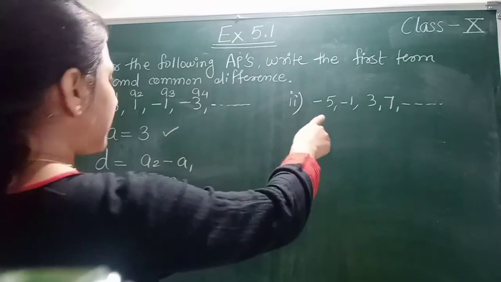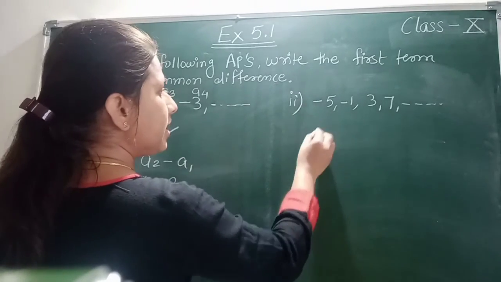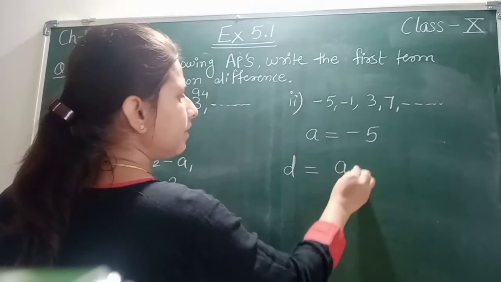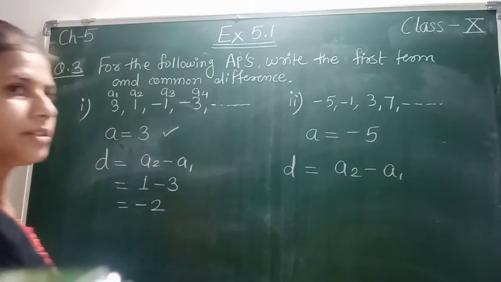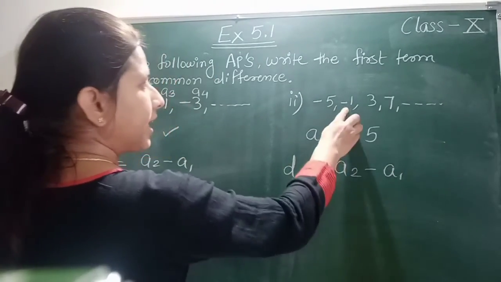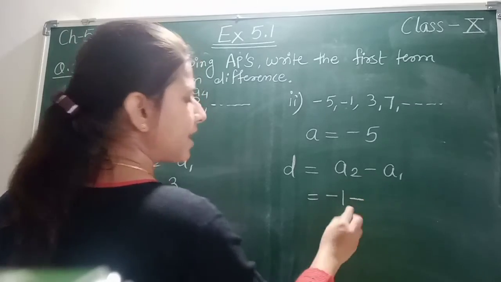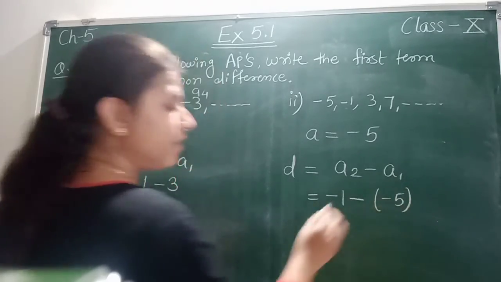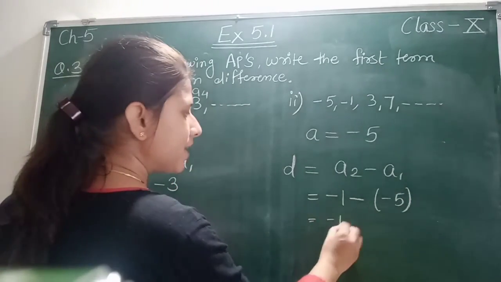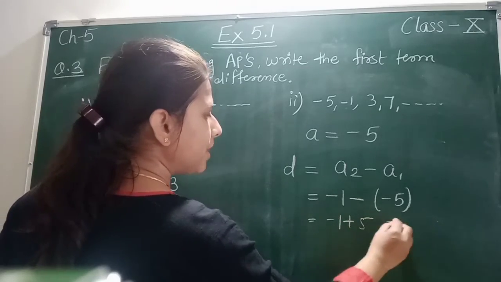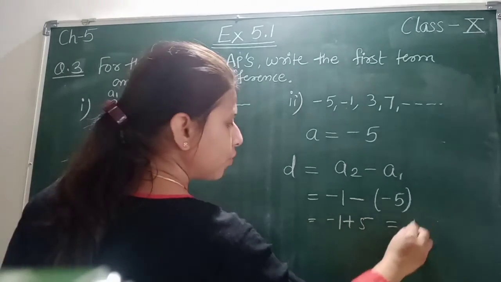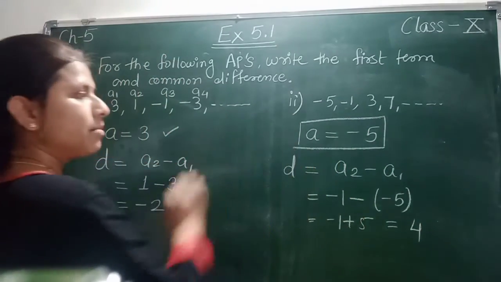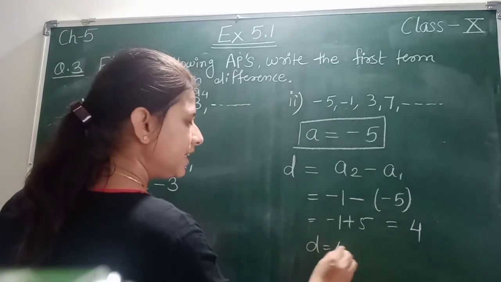Let's solve this second part also. Here you can see the first term is minus 5. Now we will find d. For d, we will subtract the first term from the second term. Here the second term is minus 1. This minus sign as it is. And the first term is also negative. So we will use brackets here. Within bracket minus 5. And we will get minus 1, minus minus plus 5. Plus minus minus 5 minus 4. What we will get? We will get 4. So for this AP, the first term is minus 5 and d is 4.